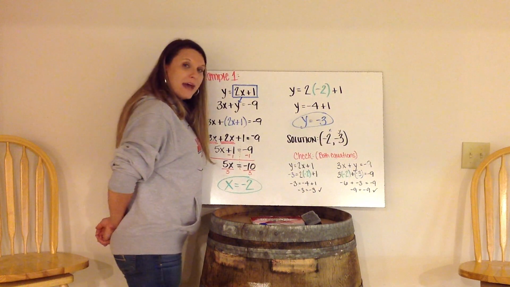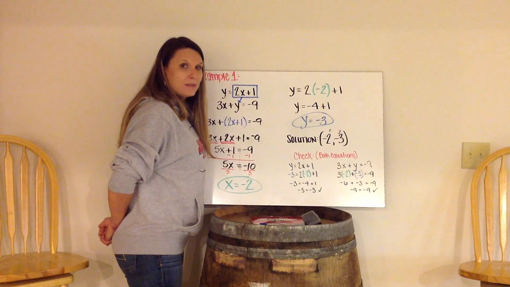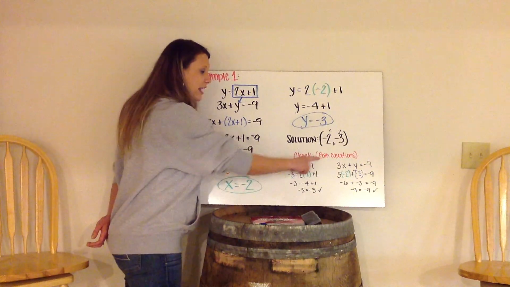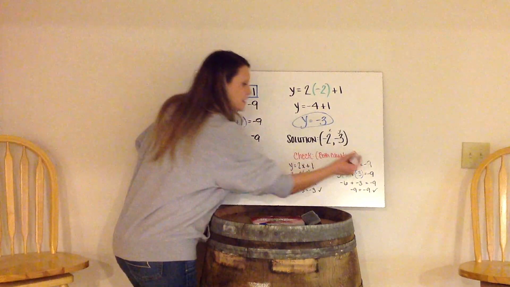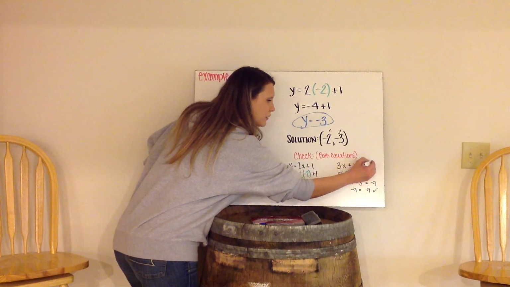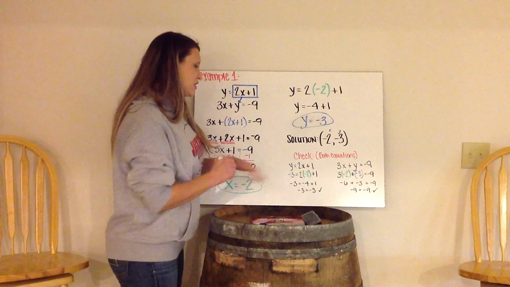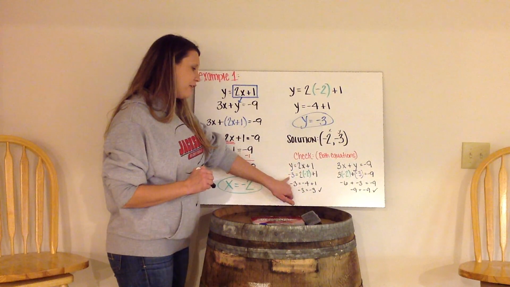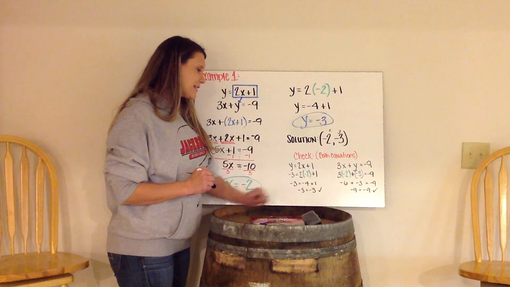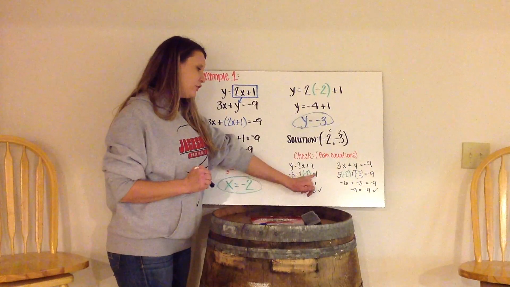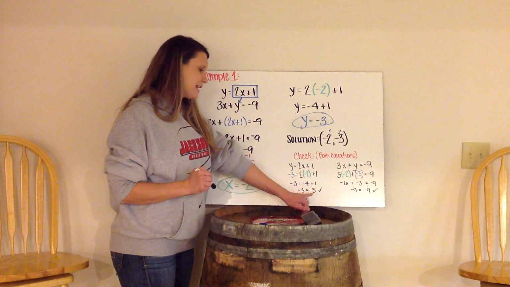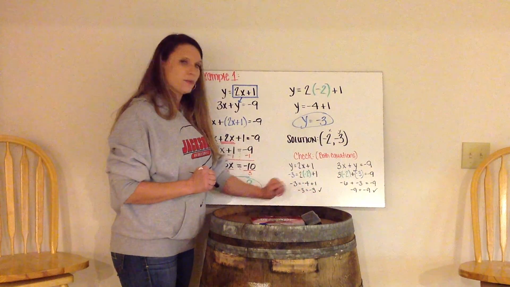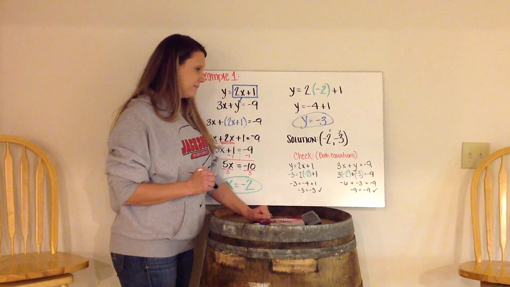We still need to go back and check that to make sure that we didn't make a mistake somewhere. So when I do that, I have to plug it back into both original equations. This one is hard to read, so I'll go ahead and darken that up. Alright, so when I did that, I plugged in my y value for y and my x value for x. 2 times negative 2 plus 1. 2 times negative 2 is negative 4, plus 1 is negative 3. Yes, negative 3 is equal to negative 3.